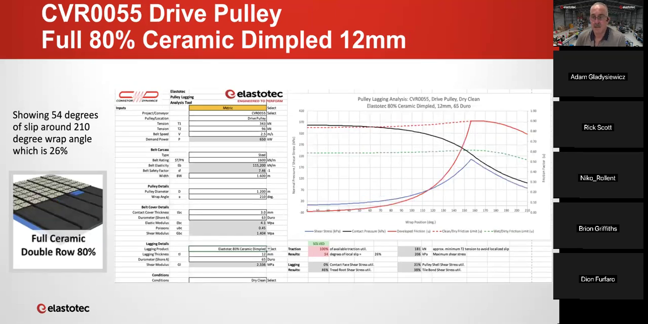And there's just one more version, which is the full ceramic, which is the 80%. This is quite a stiff and rigid ceramic. You can see here we've got the most localized slip of any of the laggings we've looked at. It's 54 degrees. And the maximum shear stress has gone up considerably to 206 kPa. But we don't have any fatigue issues.